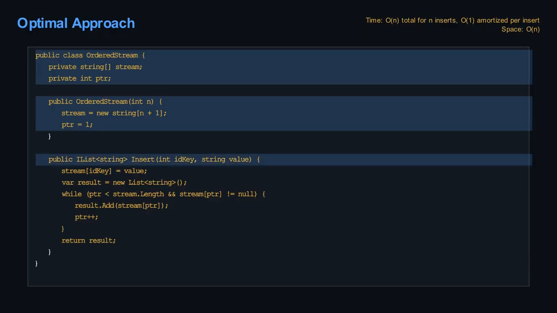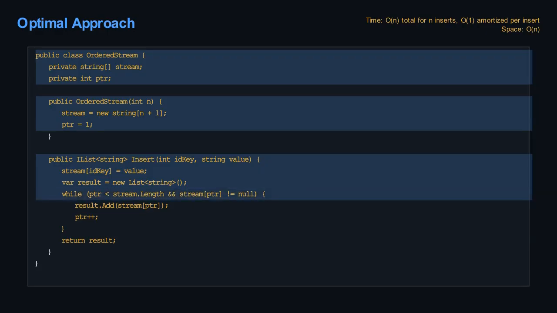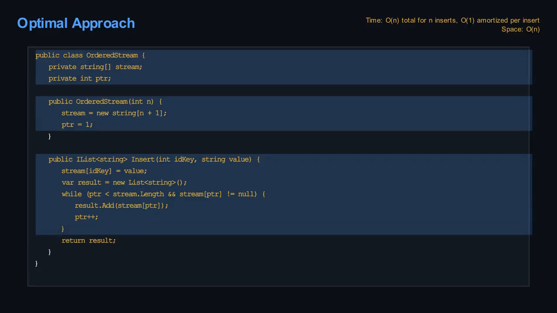When an insert call comes in, we simply place the value directly into our array at the given ID index. After placing the value, we enter a loop. As long as our pointer is within array bounds and the element at the pointer's index is not null, we add that element to our result list and increment the pointer. This direct array access is faster than dictionary lookups.